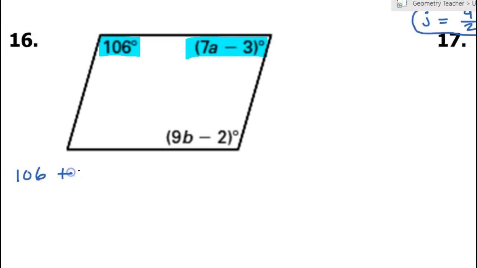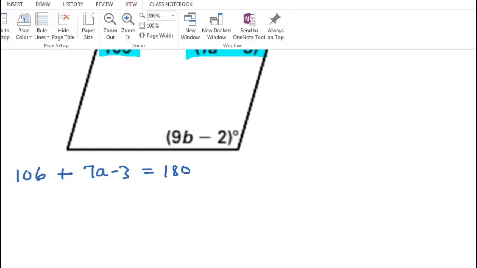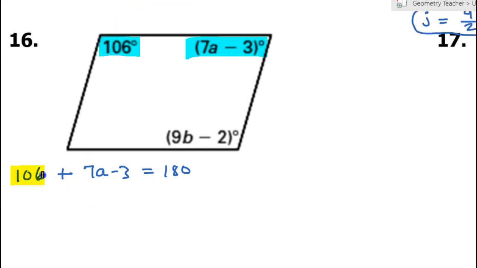106 plus 7a minus 3 should equal 180, because these two consecutive angles are supplementary, so they add up to 180. Now I'm going to combine like terms. I do have some like terms here. I've got 106 and I've got negative 3. I really should put those together first before I move on. So I'll have 7a, but 106 minus 3 is 103.